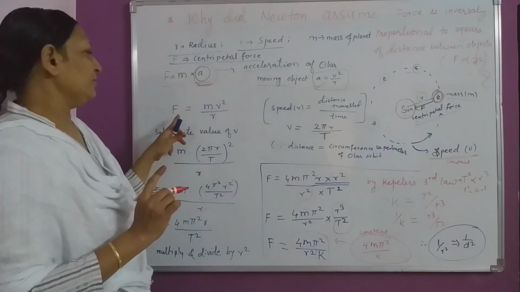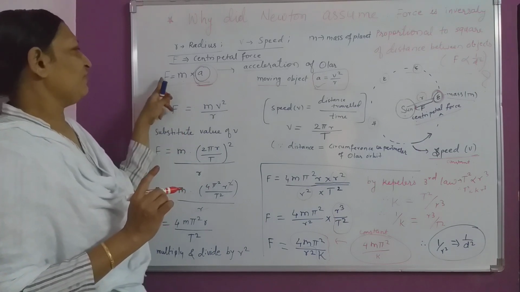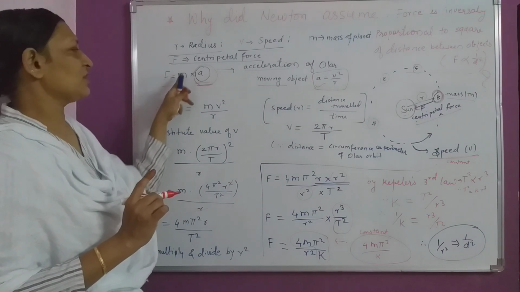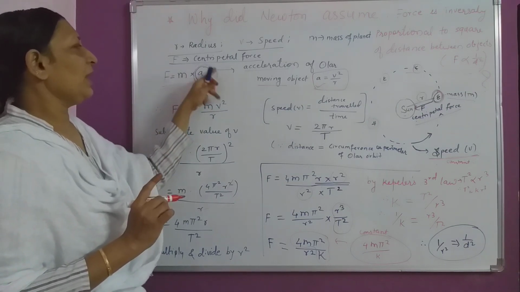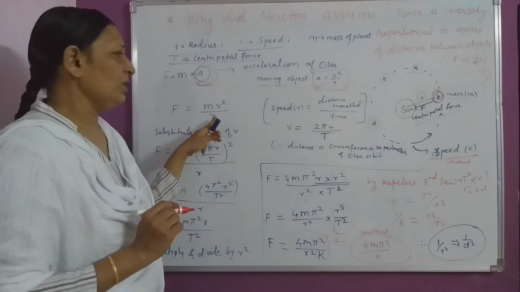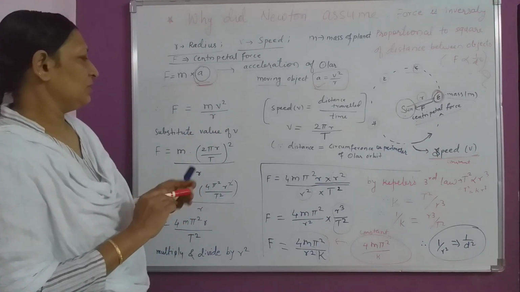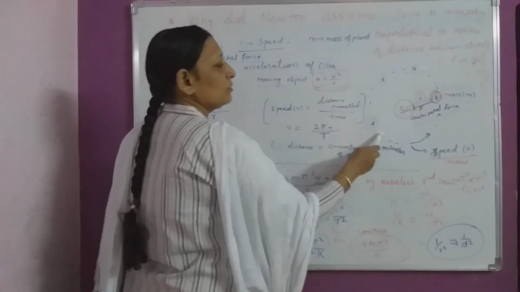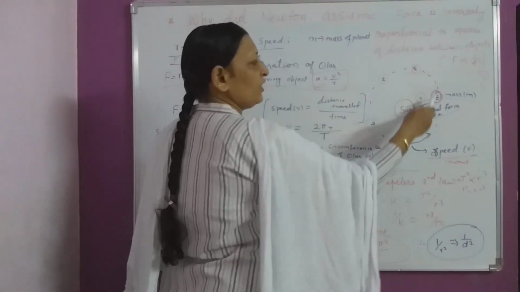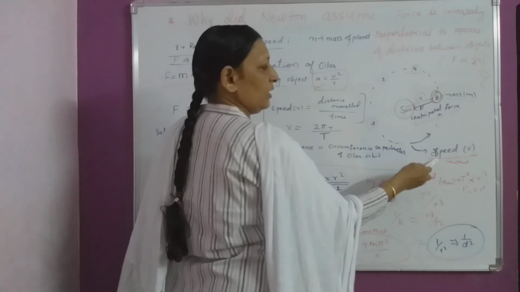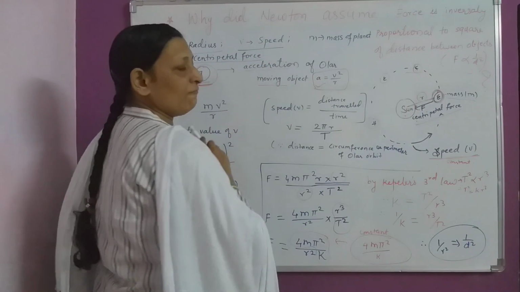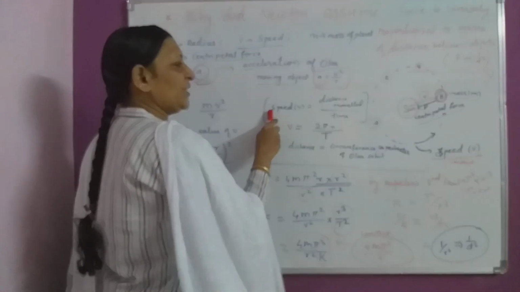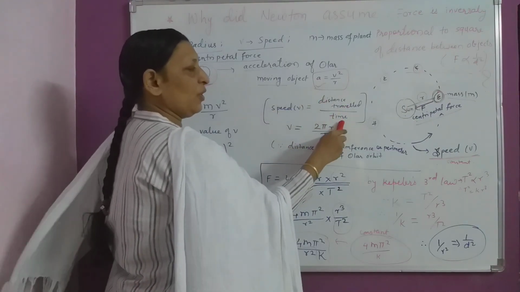Let us put it in the formula, F equals m a. So F is equal to mass into a. The value of a is v square upon r. Up to here is clear? Now, a circular moving object with the speed v. So what is the formula for calculating v? In the 9th standard we have learned, speed is equal to distance travelled upon time.